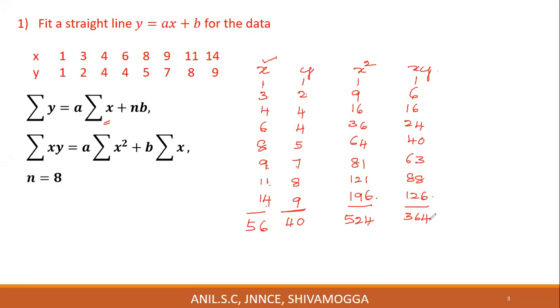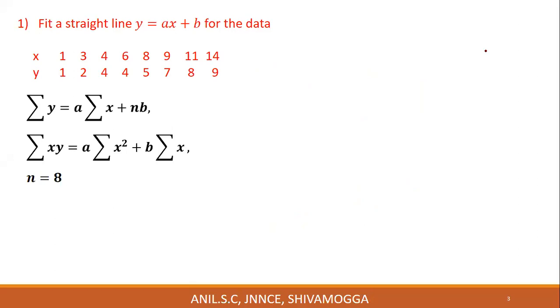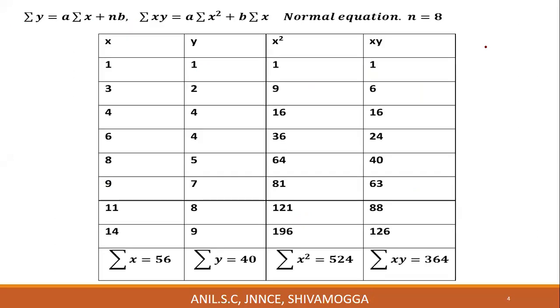Now we substitute these values in normal equations. Please note on this table. We obtained all the values. Now substitute in normal equations. I copied the two normal equations here. Summation y is equal to a into summation x plus nb. Summation xy is equal to a into summation x square plus b into summation x.